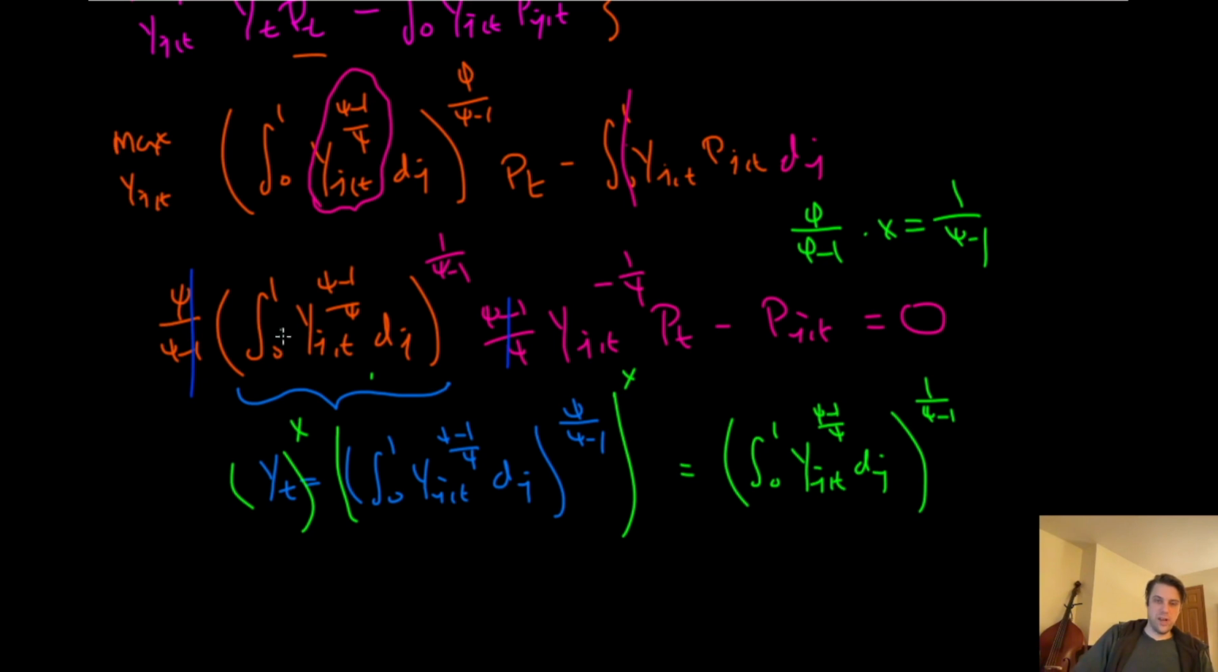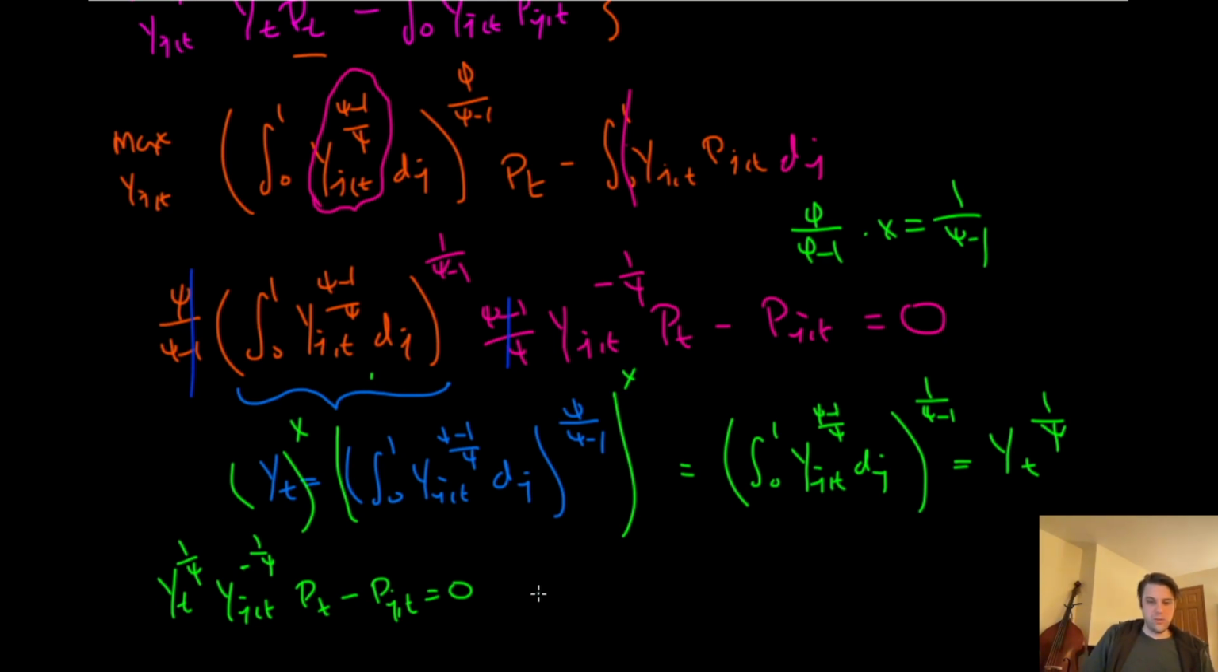So this right here is equal to yt to the 1 over psi. So we can make that substitution. We get yt to the 1 over psi, yjt to the minus 1 over psi, pt minus pjt equals 0.